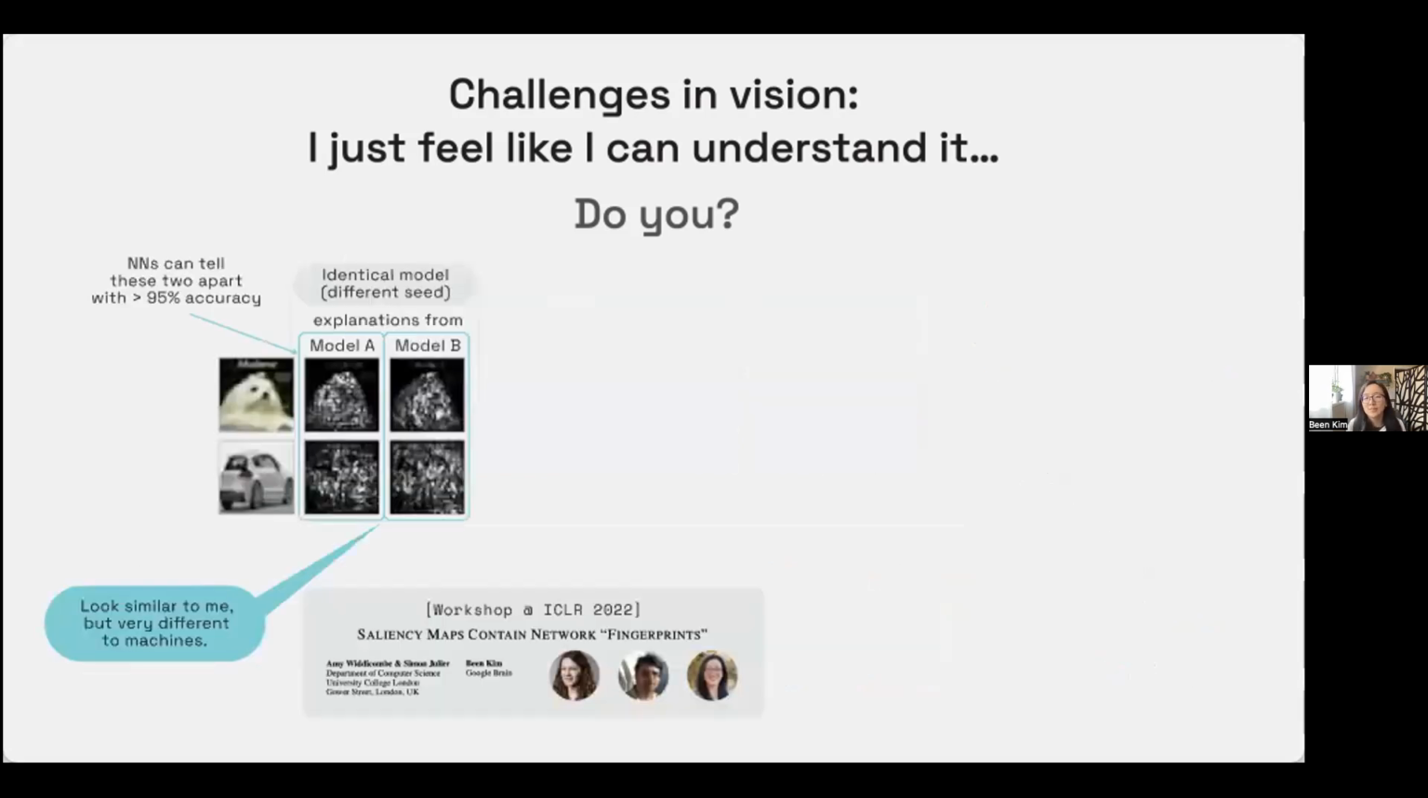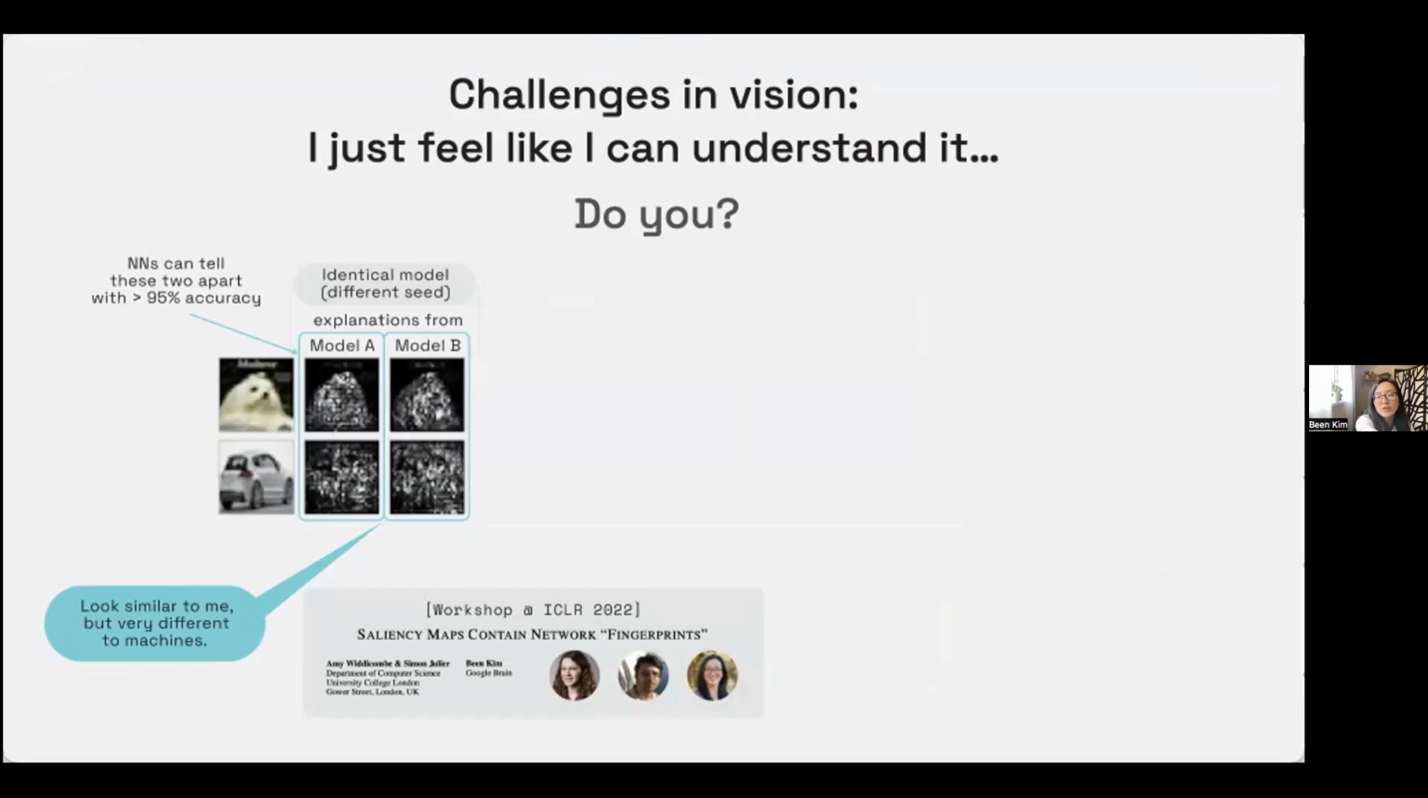Here's another example that supports just how different the way we and machines see the world is, just to reiterate that there's no basis for feeling like we understand what we see. These are two sets of pictures and explanations from two different models, model A and model B. And I don't think I can tell them apart. They look the same to me. But it turns out that a neural network is able to see what we cannot see.